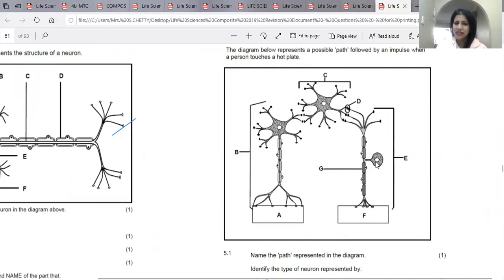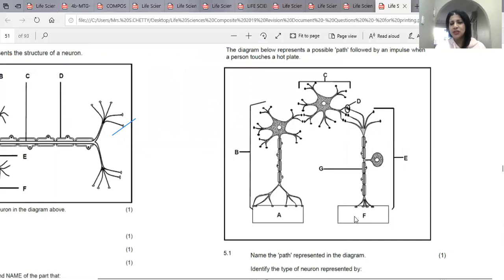The cell body is in the center. This one has got many short dendrites. Now with this one, you need to know the direction of the impulse to know which is the dendrite and which is the axon. Because if you look here, extending from the cell body, there's a long fiber here. There's also a long fiber there. So how are you going to know which is the axon, which is the dendrite? So you need to know the direction of the impulse.